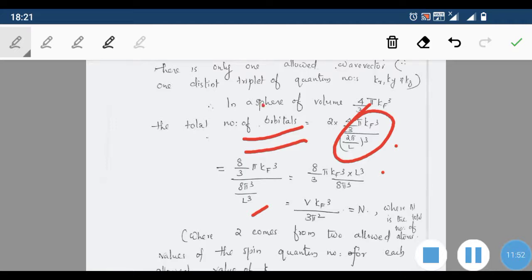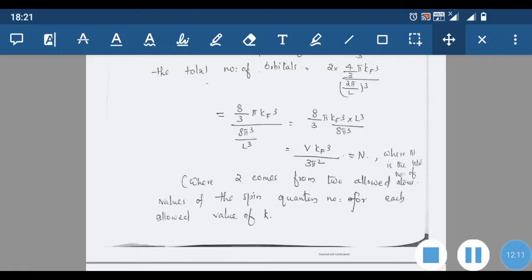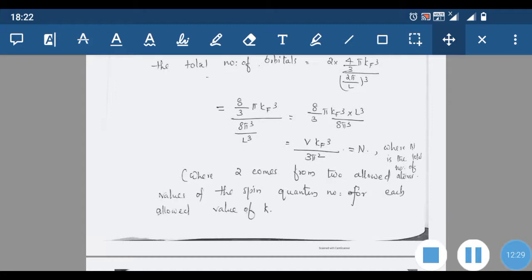So the total number of atoms in the orbitals, that is the allowed atoms, will be equal to V times kf³ divided by 3π². You can read here where the 2 comes from: the 2 allowed values of the spin quantum number for each allowed value of k. So this is another important expression in the case of 3 dimensions.